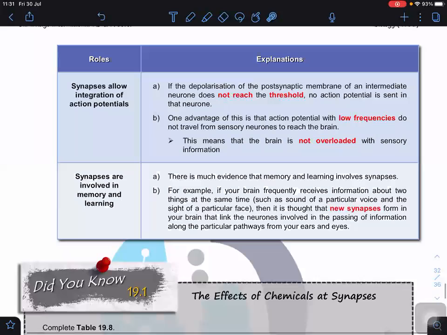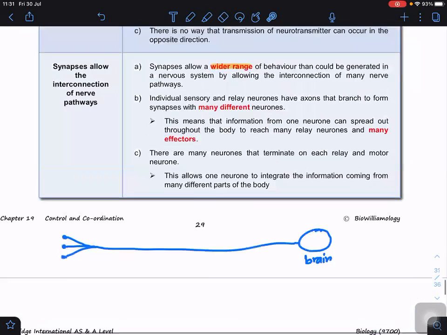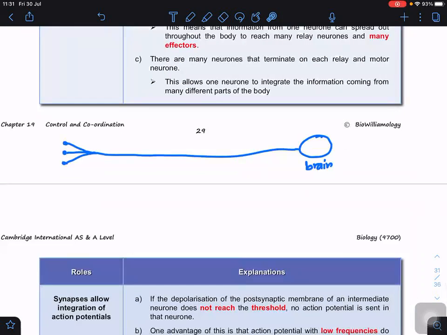Third, this is also very important. Synapses also allow integration of the action potential. So if the depolarization of the postsynaptic membrane of an intermediate neuron does not reach a threshold, therefore no action potential is sent in the neurons. Now sometimes some neurons are very sensitive, so when they reach threshold, it means that we do generate the action potential all the way until the spinal cord, not the brain. Okay, let me draw it again.